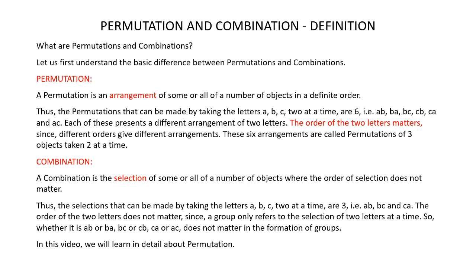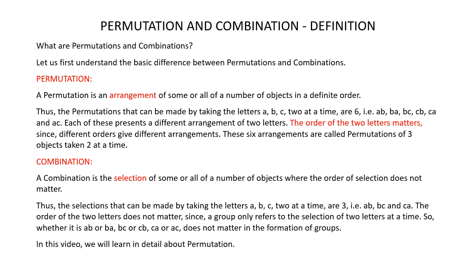The order of the two letters does not matter since a group only refers to the selection of two letters at a time. So whether it is AB or BA, BC or CB, CA or AC does not matter in the formation of groups. So if you take two letters at a time from the letters A, B, and C, then the number of selections that can be made is 3. That is AB, BC, and CA.